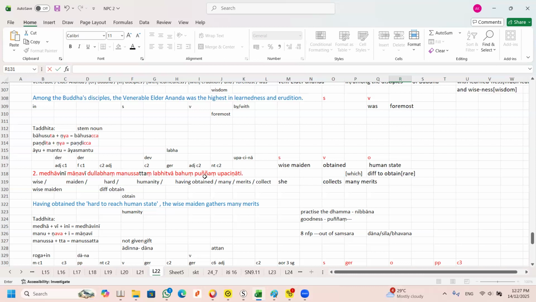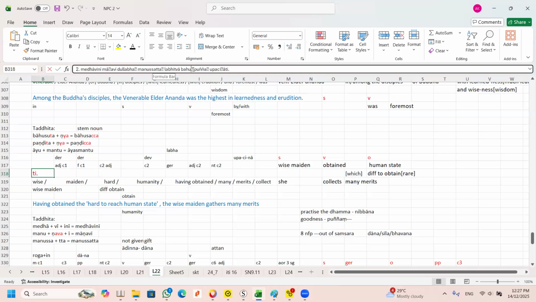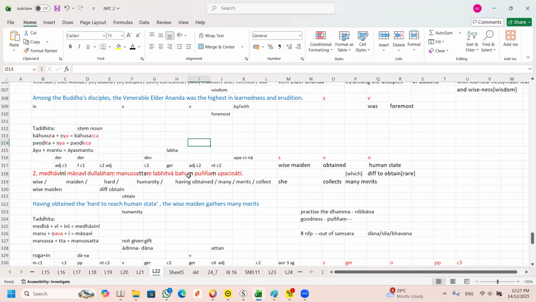This is an adjective theory. Can you see? Bahum and punyang, GCN, because both are GCN. You must remember the GCN because GCN is always referred to the adjective. Bahum, that means punyang. Can you see? This is adjective, many merits. So in this particular sentence, she collected many merits.